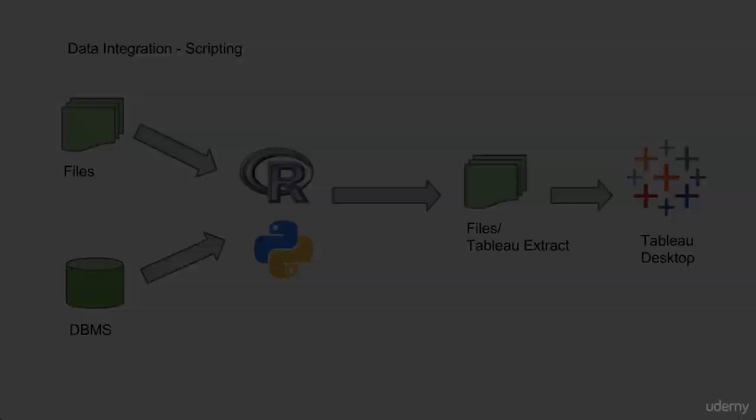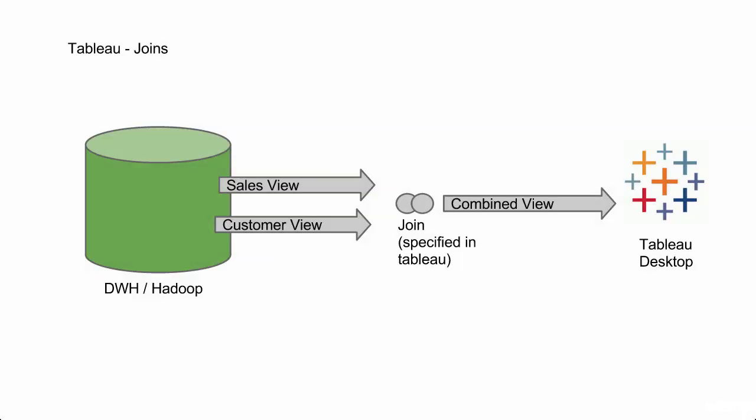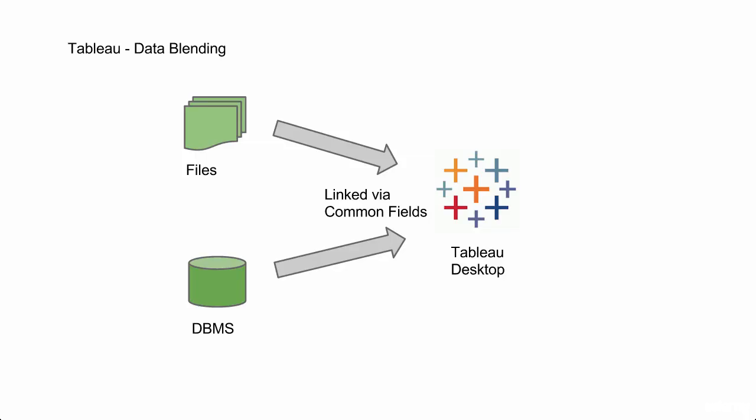Now, in a situation where this is not practical or cost efficient, you can use Tableau itself to perform the integration task. And there are really two main methods in Tableau that allow us to combine the data. So we can either use joins to combine it at the data source level, or we can use what Tableau refers to as blending of data, which is combining the data at the workbook level.